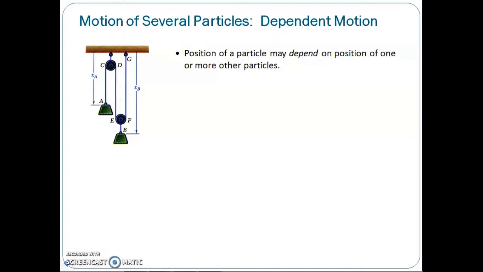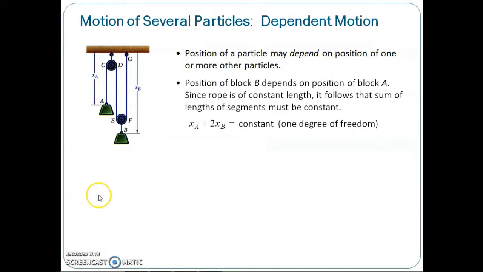Sometimes the position of a particle will depend upon the position of another particle or several other particles. These motions are said to be dependent. So under dependent motion, the position of a particle may depend on the position of one or more other particles. It can be commonly seen in the pulley system as shown here. Basically, we can make use of the constant length of the ropes to build relationships.